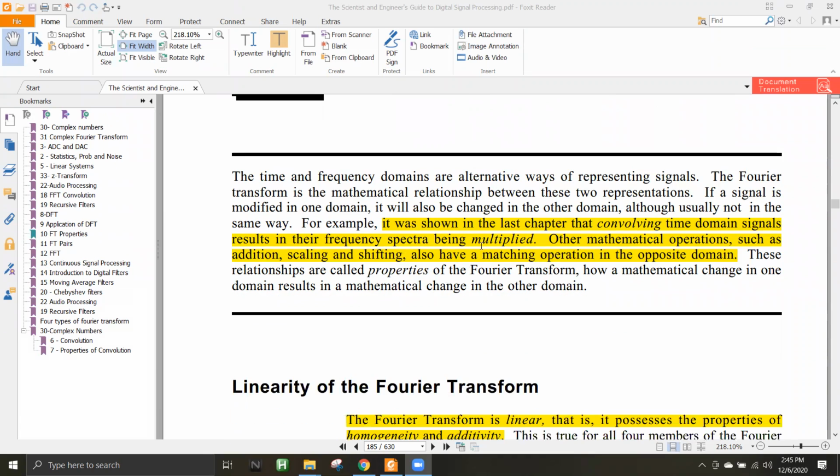So let us start. The first thing is that it was shown in the previous chapter that convolution in the time domain is equivalent to multiplying the corresponding frequency spectra. Now we will be talking about other mathematical operations such as addition, scaling, and shifting, because they also will have some kind of corresponding operations in the frequency domain. Are they the same in the frequency domain, or do they have some kind of different dual counterpart?